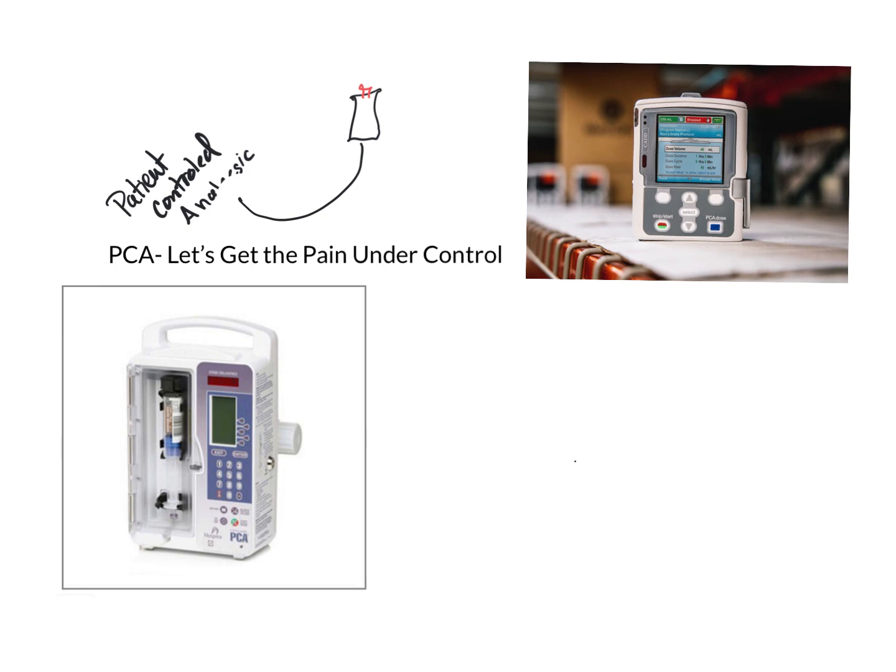All right, so what are things that we have to understand about PCAs? First, we need to understand the different medications that are going to be in there. So often we see morphine, which is a great pain medication. Sometimes we'll see a fentanyl PCA, and then other times we'll see Dilaudid.